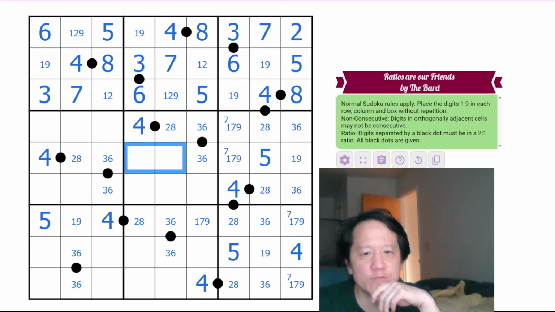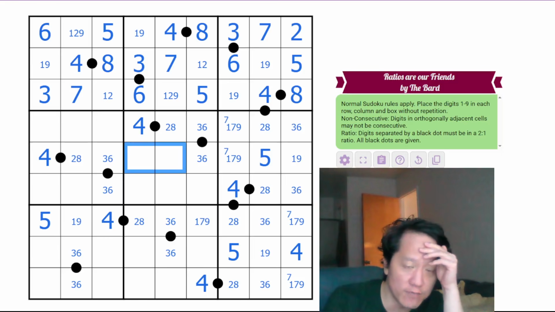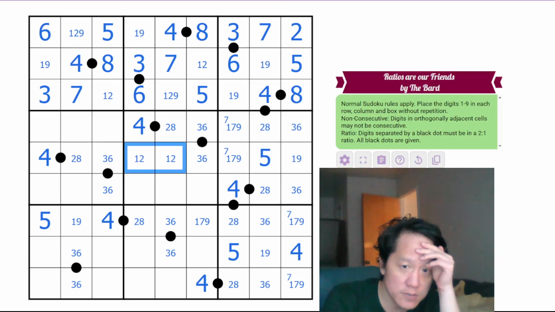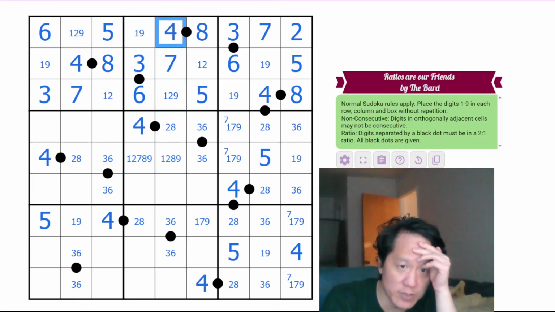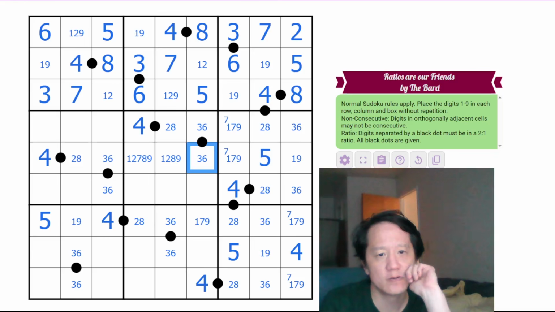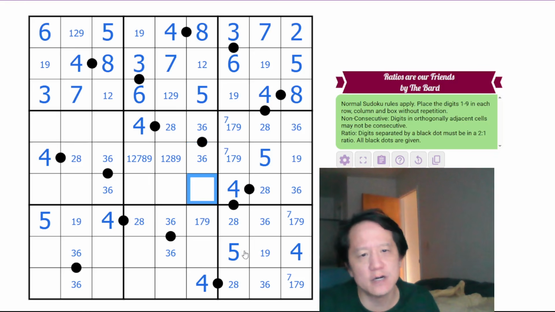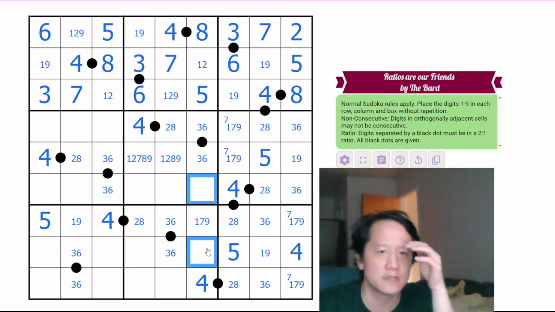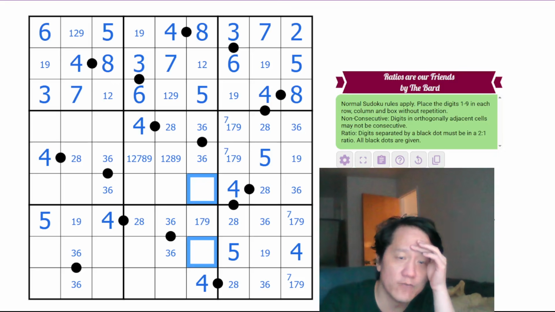Remaining digits in row 5, we have 1, 2, 7, 8, 9 as possibilities. This can't be 7 because of 7 in the column. That's all we really have there. Remaining digits in column 6, we have 1, 2, 7, 9.